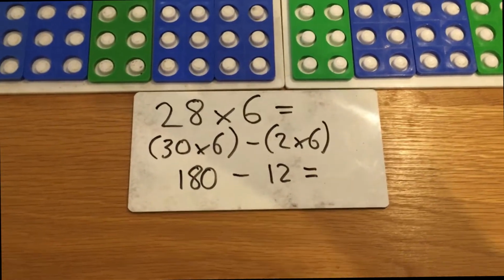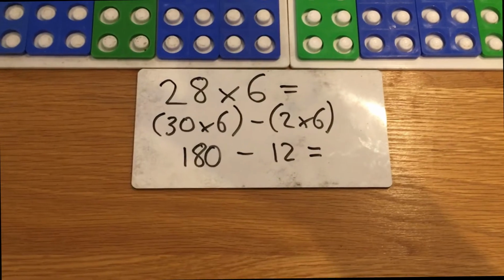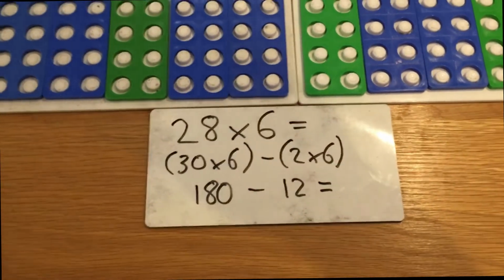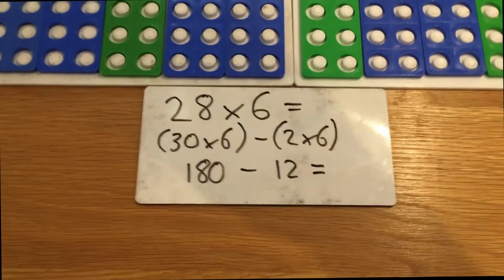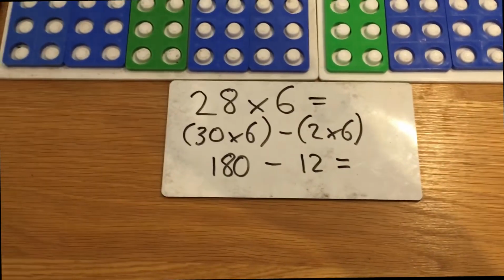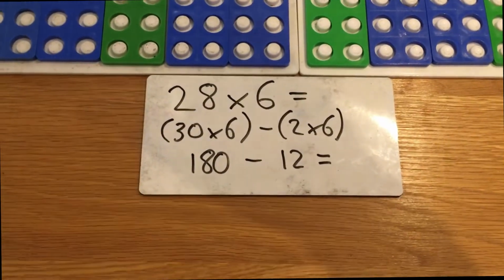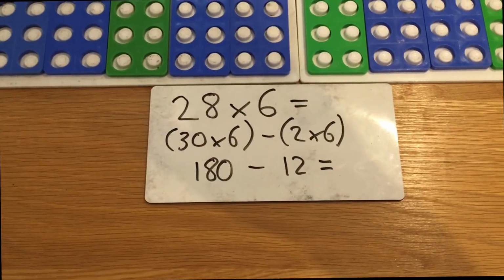I always think it is worth writing exactly what they're doing until the children get used to the strategy. Otherwise, they often forget which bit you take off. So let's write down what we're doing. Well, we can see 30 multiplied by 6. And we can also see that there are 2 spaces each time. So we're going to subtract 2 multiplied by 6, which will give us 180 subtract 12.